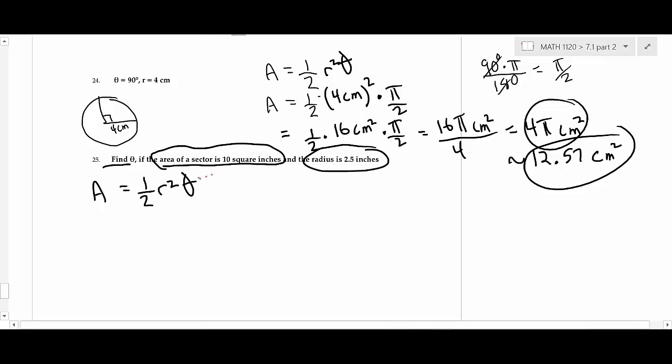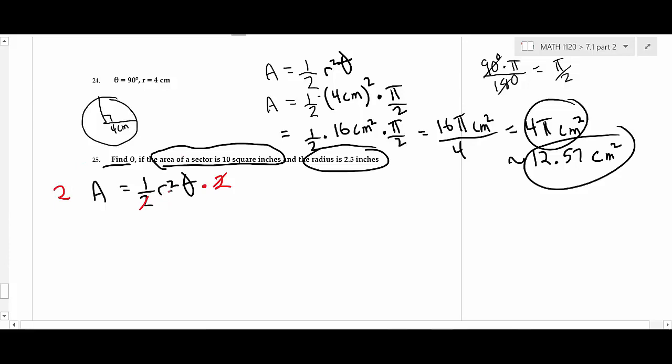So what I'm going to do is I want theta to be by itself. Okay, so here's what I'm going to do. If I want the 2 to go away, then I can multiply by 2 to make it go away, because I want theta by itself. So I would have to do that to both sides of the equation. Multiplying by 2 would get rid of that fraction.